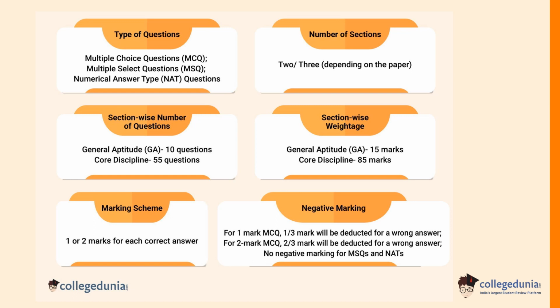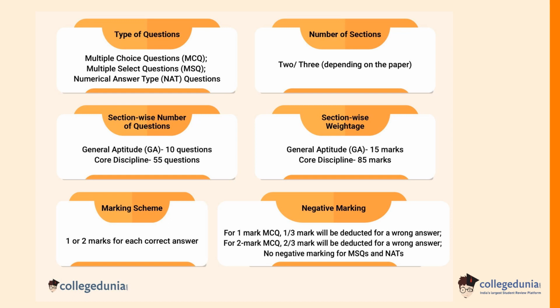It is mainly divided into the general aptitude section and the core discipline. The general aptitude section in the GATE exam carries a weightage of 10 questions for 15 marks, while the remaining 55 questions for 85 marks are the core discipline and related topics.